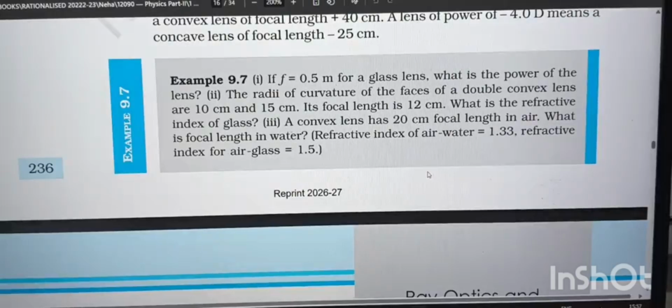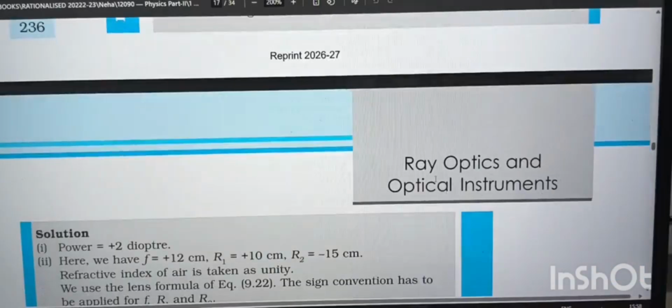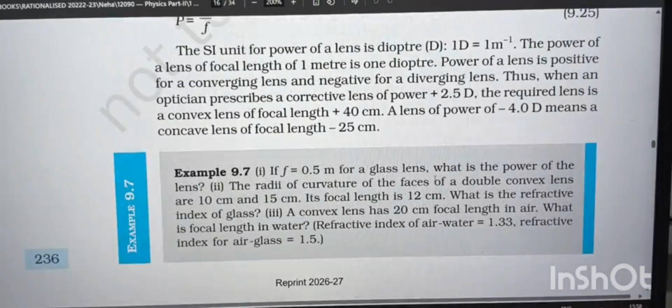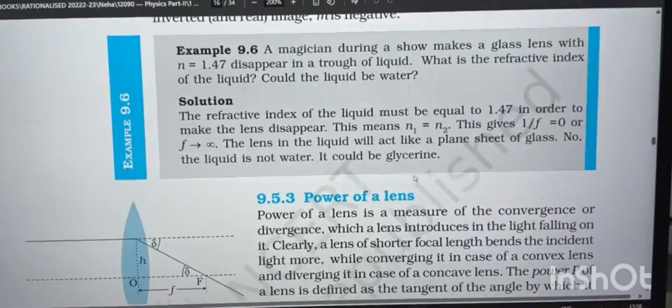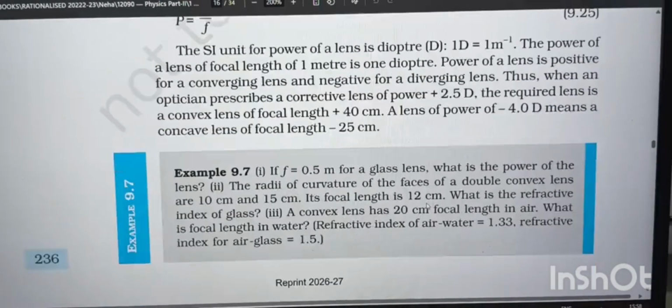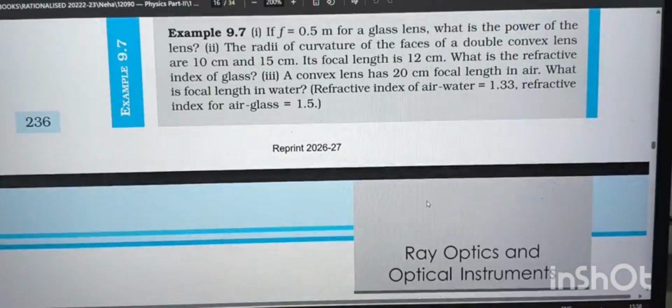So in physics we were doing the chapter ray optics and optical instruments. In the last class I did till this power of lens. So let us continue. So there is a question given over here.